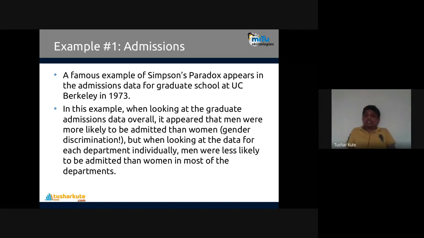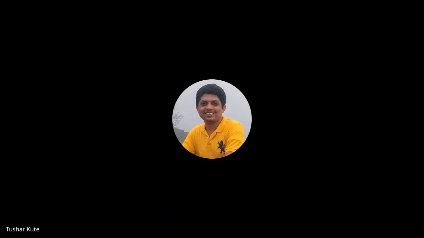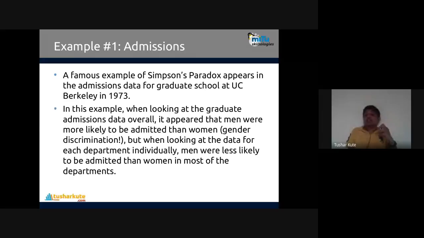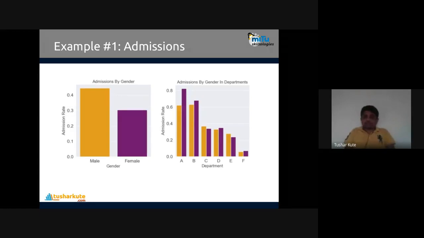But the data is separated, subgrouping is done. Looking at the data for each department individually, men were less likely to be admitted than women. So the inverse is present when you create the data in the form of groups. See this.